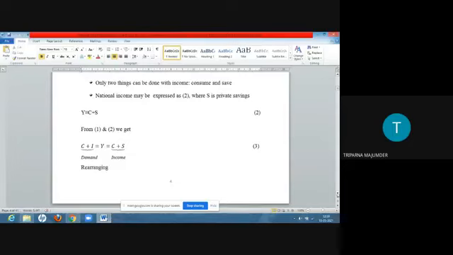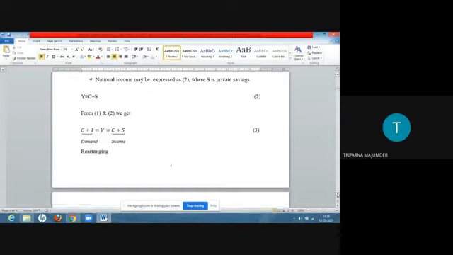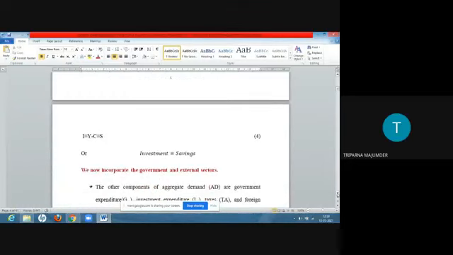From 1 and 2, we can get C plus I is identically equal to Y, or income output, which is identically equal to C plus S. Now we can do a bit of rearranging to get I is equal to Y minus C is equal to S, or investment is equal to savings.